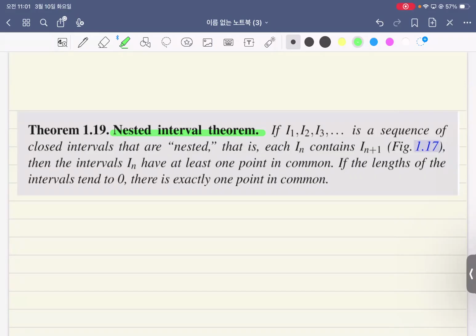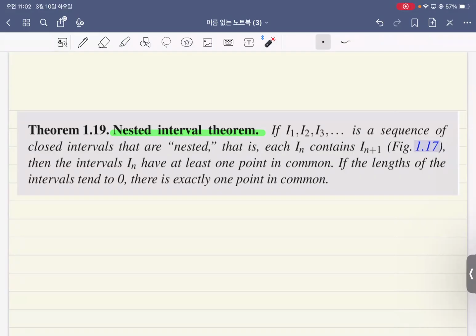So in order to discuss the nested interval theorem, first I will need to explain the meaning of nested intervals. First, we have a sequence of closed intervals. So that is, we know the sequence of numbers, right? But what is the sequence of intervals? Well, just a bunch of sets. But this time we are discussing the sequence of closed intervals, and we say these intervals are nested.